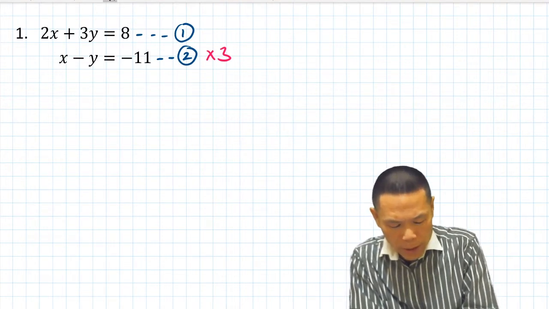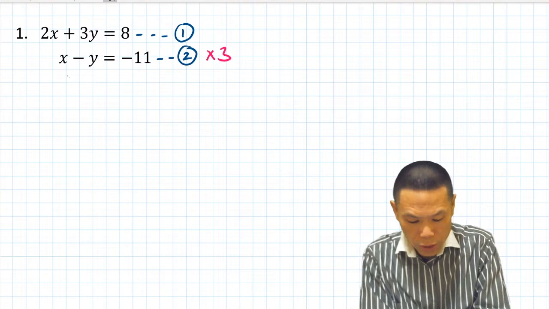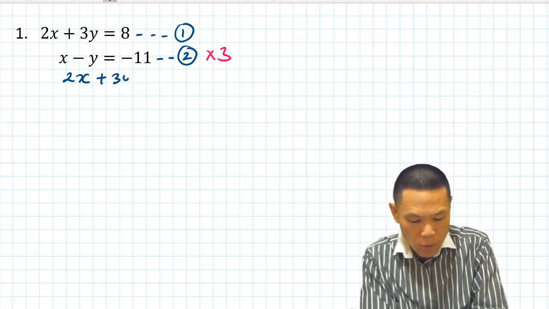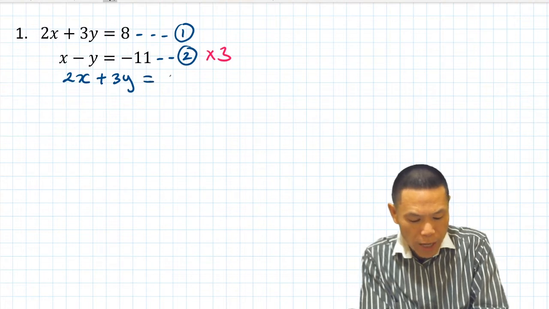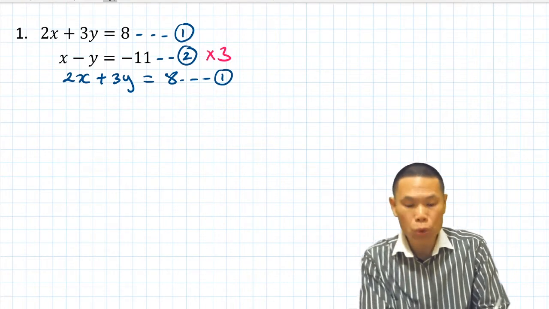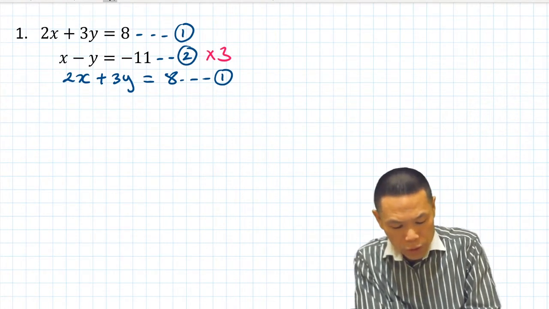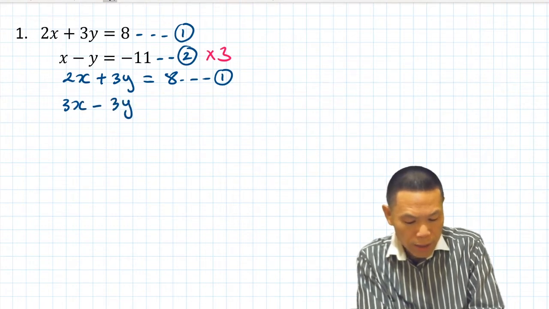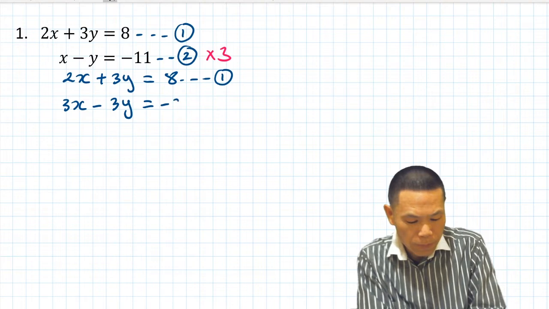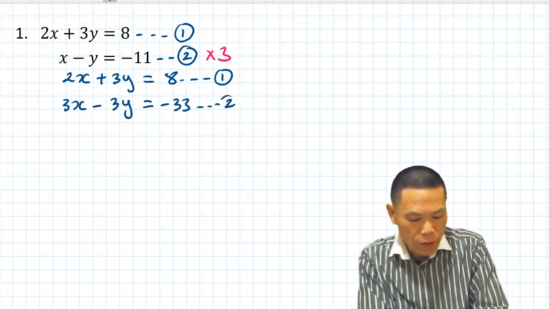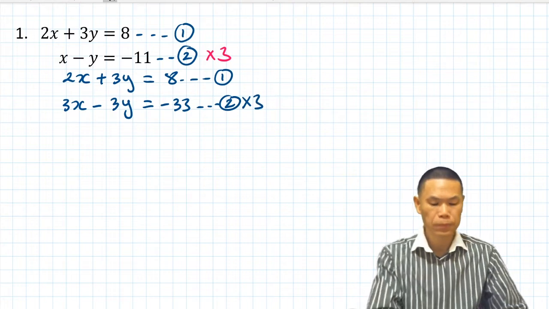So this is 2x plus 3y is equal to 8. That is equation number 1. And I just write this out. So equation number 2, I times by 3. So this becomes 3x minus 3y is equal to negative 33. So of course we need to label them. So equation number 2 times 3.